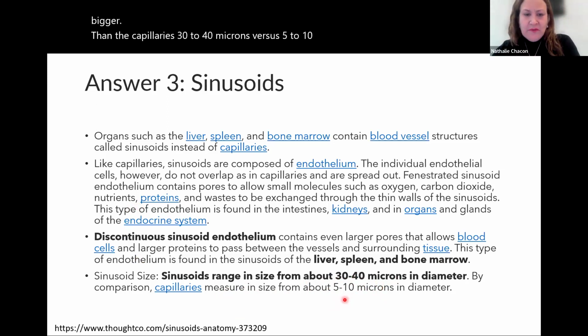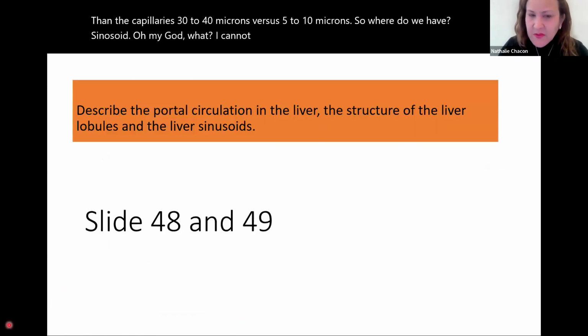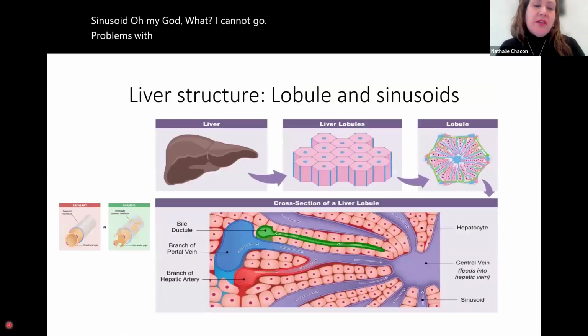So where do we have sinusoids? We have it in the liver, right?